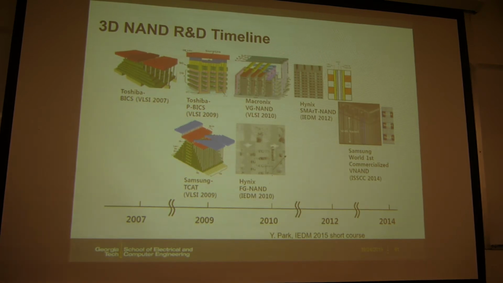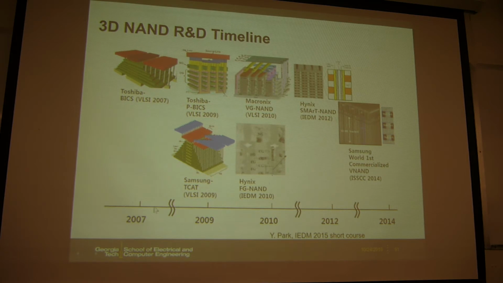The first concept of the 3D NAND was introduced by Toshiba back in 2007. And this is reported at the Symposium on VLSI Technology. The first structure is called BiCS. And today we're going to have some discussions on this paper, because this is the first report, and this is like a milestone in this 3D NAND technology.